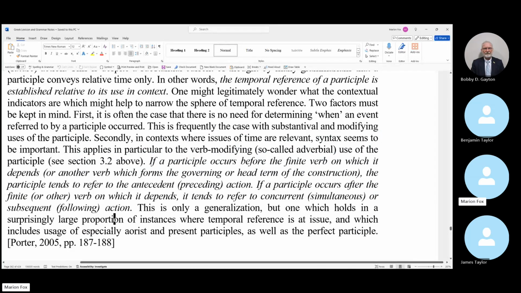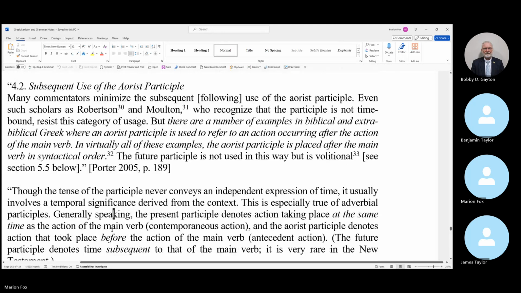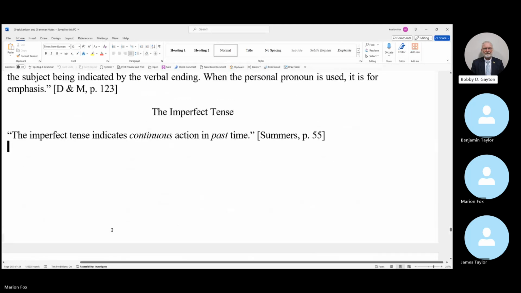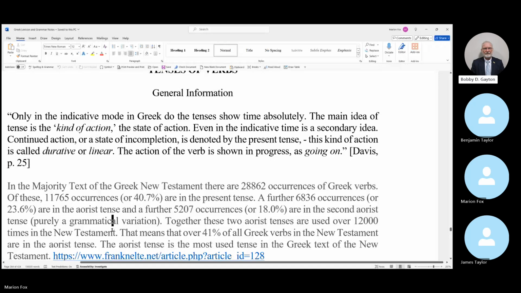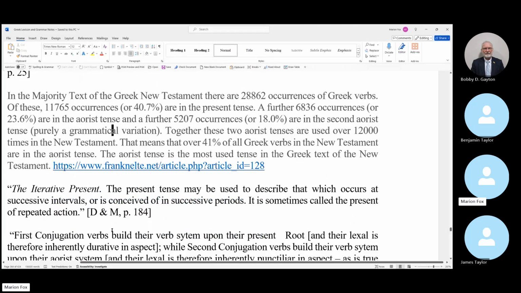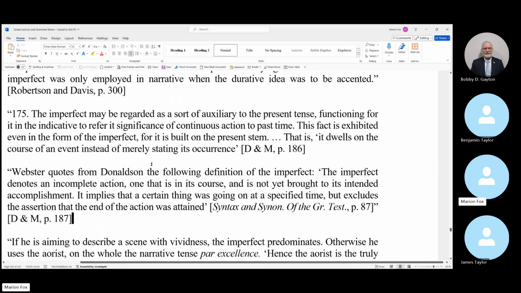And I guess we're into the subsequent use of the aorist participle. Can you see it? Yes, sir, I saw it. I have here a link. I think it's an article. So I put some articles in here you can go off to. Okay, so you can see them in color.